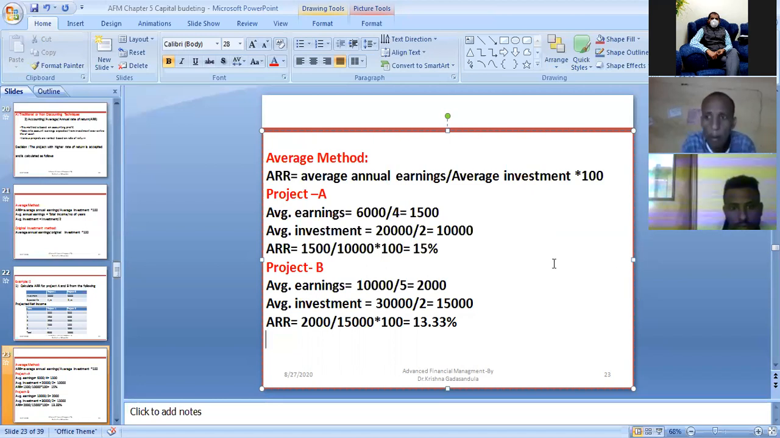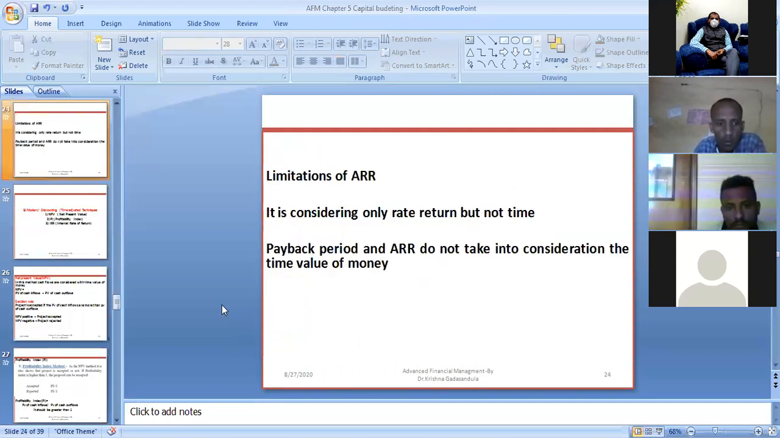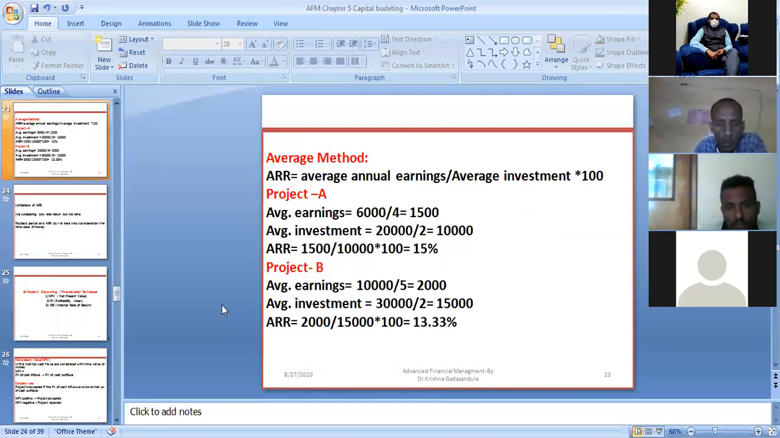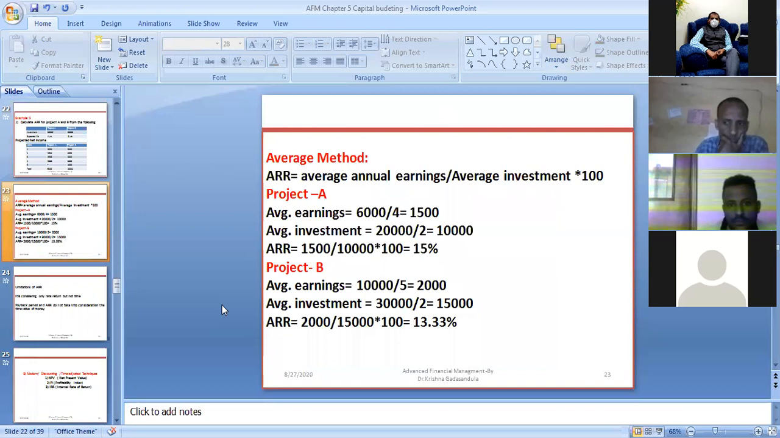Project A, because the accounting rate of return, the average rate of return, of project A is 15%. Project B is 13.33%. So project A is accepted. Like this, we can calculate ARR based on the investment and the net incomes received, calculate the rate of return, and decide which project is accepted.